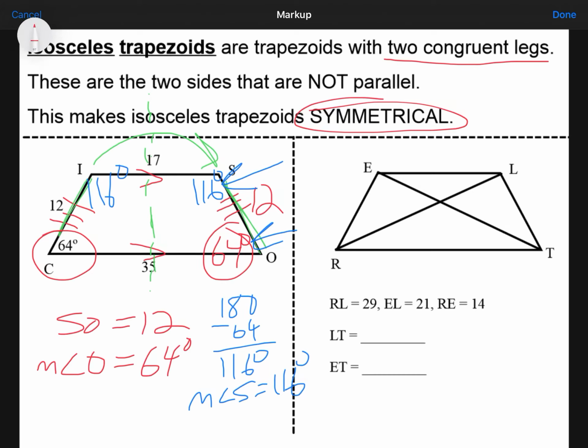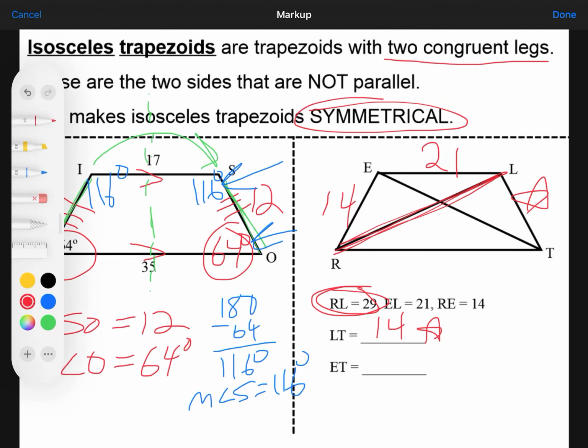LT and ET. They're both one of these numbers, but which numbers? Are they 29? Are they 21? Are they 14? Let's label them here. RL is 29. EL is 21. RE is 14. How big is LT? Well, fold it over. If you fold the left side over the right side, LT would be 14. Careful, not hard, just being careful though.